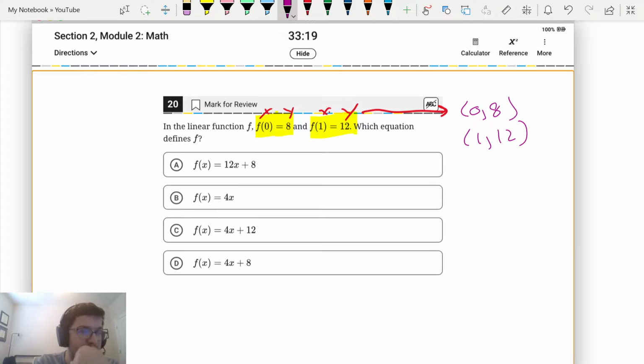Okay, so right away, 0, comma 8. That's the y-intercept, because x is equal to 0. So b is equal to 8. And right away, this is wrong, and this is wrong, because they don't have b equal to 8. And now you just need to calculate the slope.